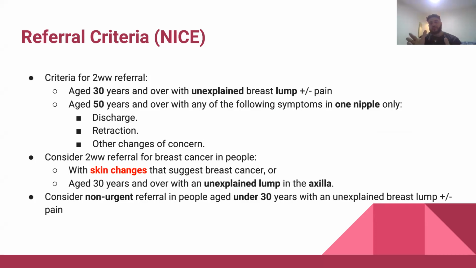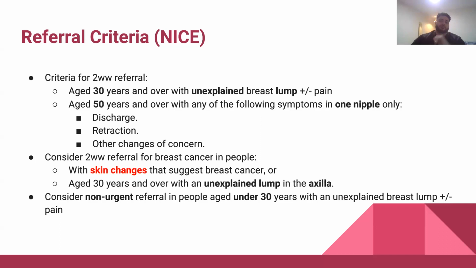In terms of the referral criteria, looking at the 2-week wait referral criteria, anyone aged 30 and over with an unexplained breast lump requires a 2-week wait referral. It doesn't matter whether pain is present or not. So if a 31-year-old woman or a 30-year-old woman presents, or a male presents with an unexplained breast lump, you want to refer for a 2-week wait referral.